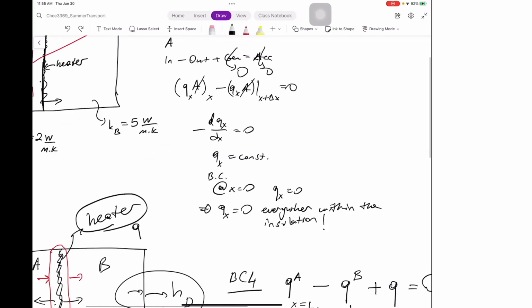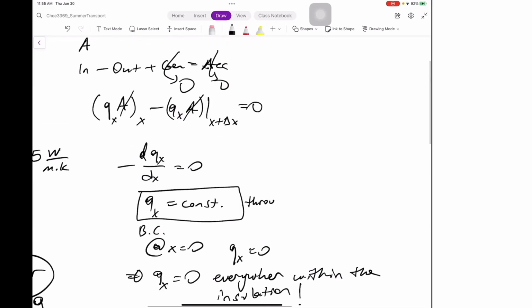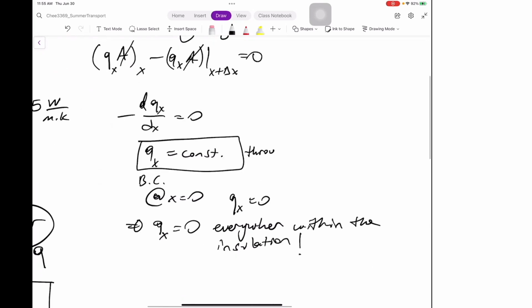No. Here's the thing. I made use of mathematically 2 facts. Mathematically, I know that the Qx is constant throughout A, right? That's a certain fact that came from the shell balance, correct?